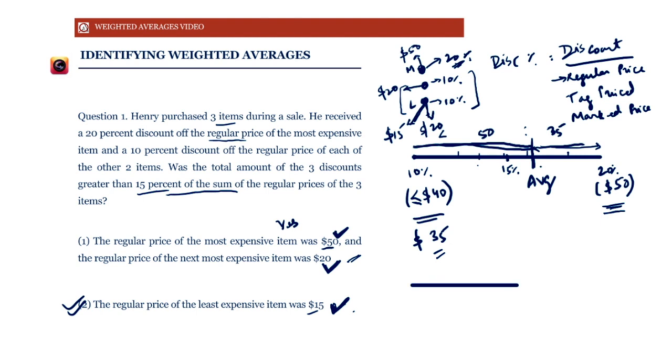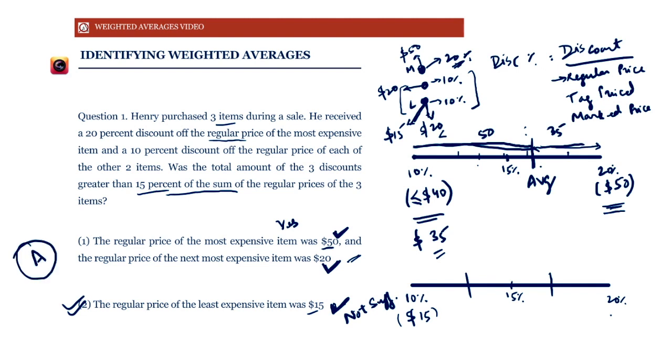Let's make that diagram once again, taking up the data given in the question stem. So we say that, all right, this is our 10% and this is our 20%. And somewhere here is 15%. We have to see whether our average is to the right of 15 or left of 15. Now all we have is that this is $15. We don't know the weight given to 20%. And that is why we cannot say whether the average is here or here, etc. So this statement alone is not sufficient. We cannot get the answer using statement 2 alone. And that is why our answer over here is A.